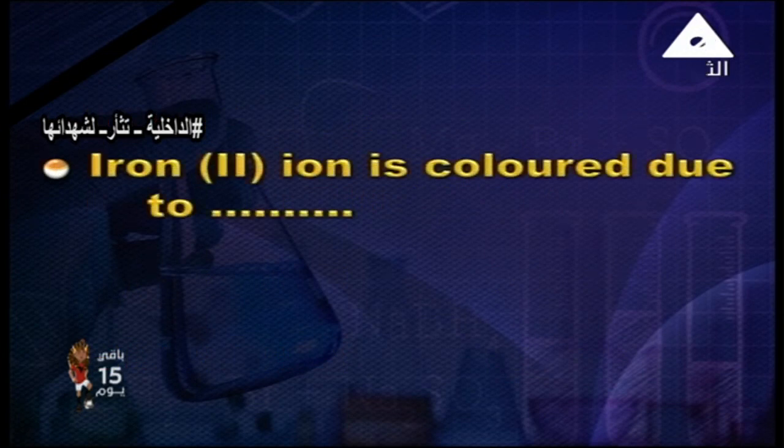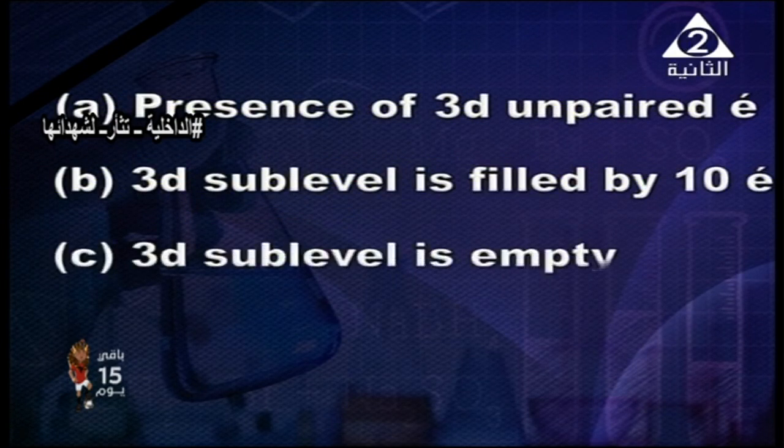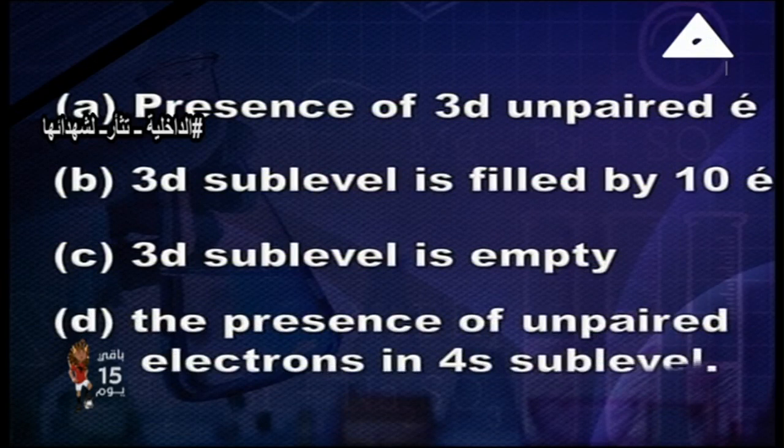Next point. Iron 2 ion is colored due to what? Presence of 3d unpaired electrons, 3d sublevel is filled by 10 electrons, 3d sublevel is empty, the presence of unpaired electrons in 4s sublevel. If you think about the answer, my dear student, it will be 3d unpaired electrons. Remember, my dear students, the unpaired electrons make the property of the element in the color. It will be colored and also paramagnetic. Without finding unpaired electrons, if all the electrons are paired, or the d sublevel is empty, it will be colorless and diamagnetic.